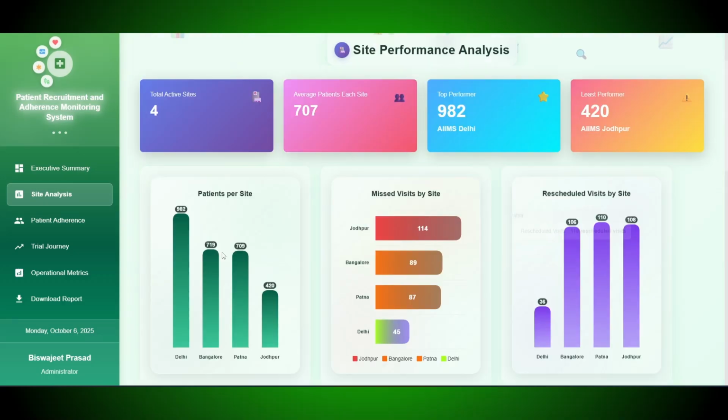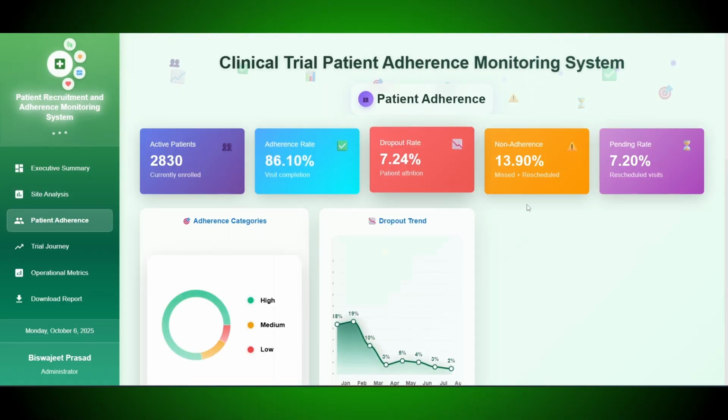Now coming to our next page, patient adherence. So before moving ahead, let's understand what adherence means. In clinical trials, adherence basically shows how closely patients follow their treatment plans, like taking medicine on time, attending visits, and completing all required checkups.